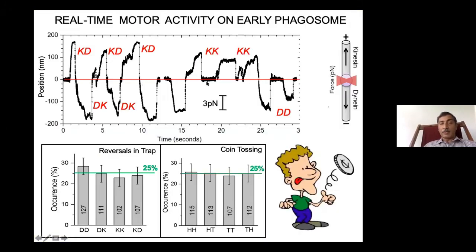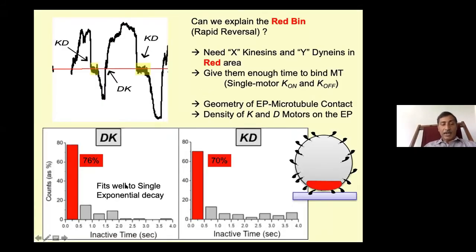So you can take this one and this one and this one and plot a histogram of these inactive times. What you have here on the x-axis is this time, a histogram of that time taken across DK events, where you went from here. For example, this one is the inactive time for a KD event, because you were kinesin and then you went to dynein, and this inactive time is plotted here.